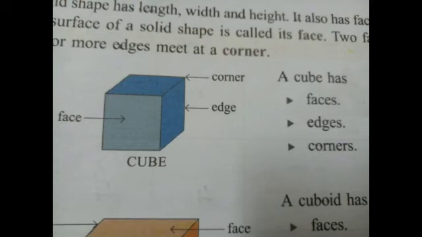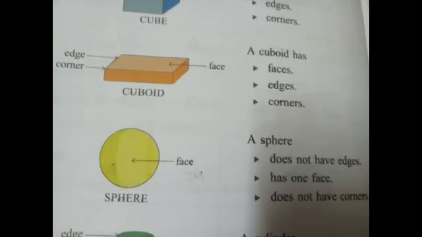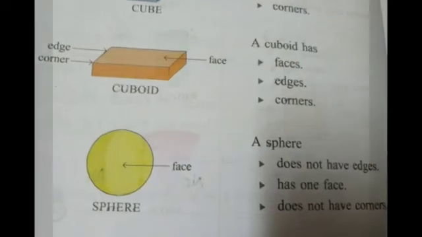Look at the figure here. The cube is given in blue color. The face is in the shape of a square. An edge is where 2 faces meet, and where 3 faces meet we call it a corner. Coming to the second shape, the cuboid. A cuboid also has faces, edges and corners. A sphere has a face and it does not have an edge. It has only one face and it does not have a corner either.